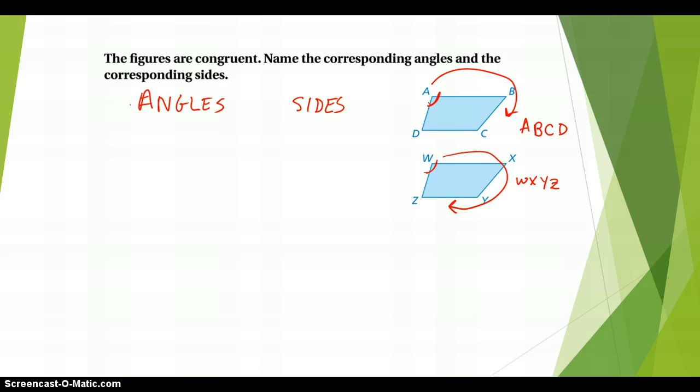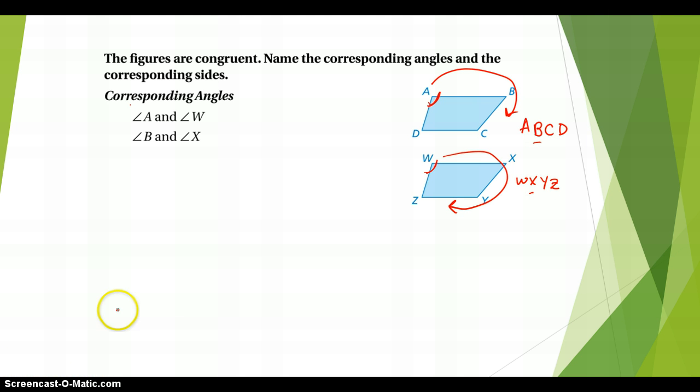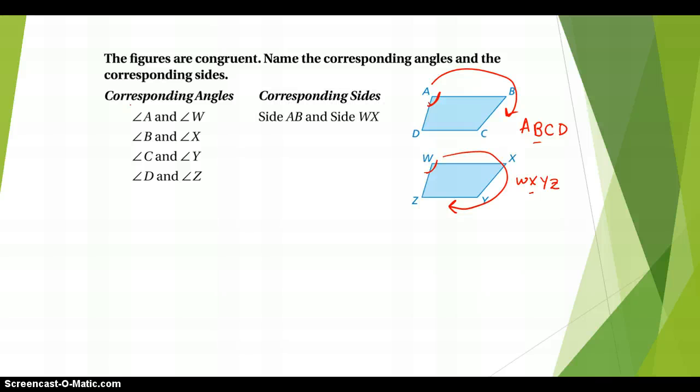All right, let's see how well you did. Angles that are congruent or corresponding. A with W, we already knew that one. B with X, second letter, C with Y, and D with Z. So the same thing happens with our sides, starting in order.